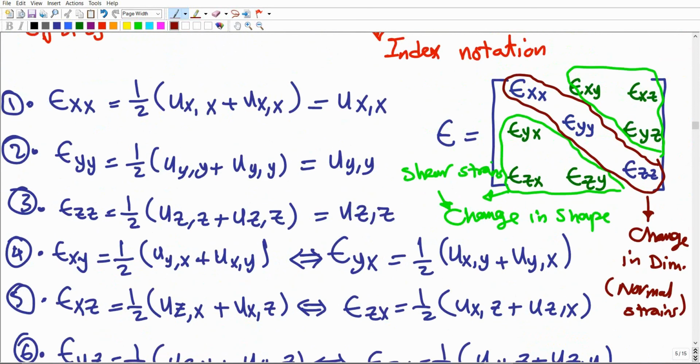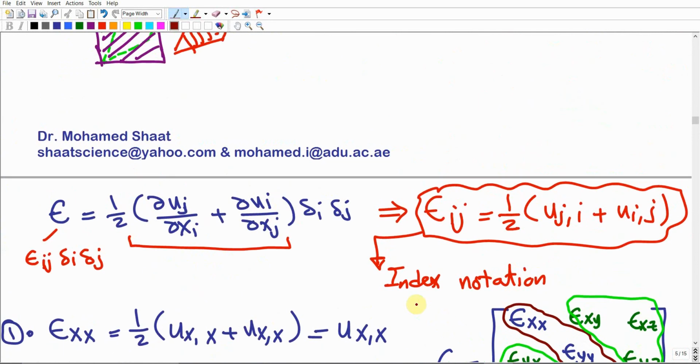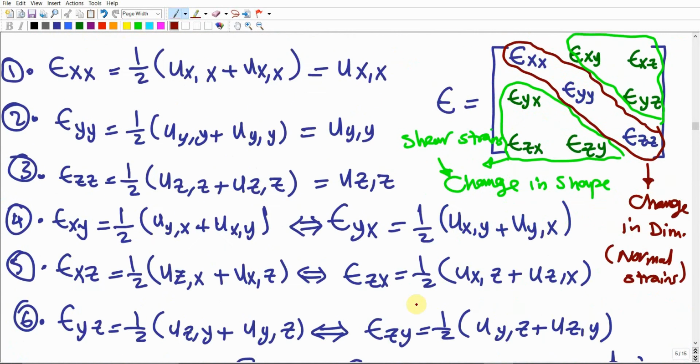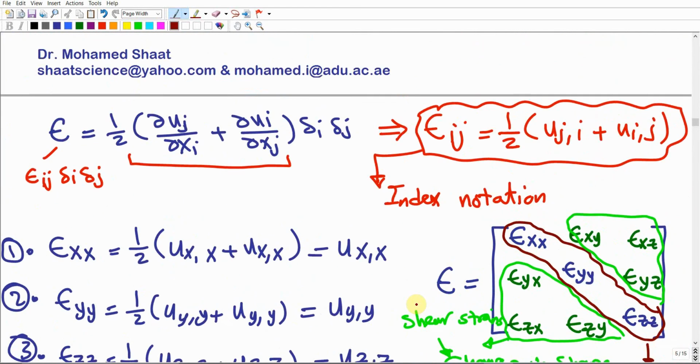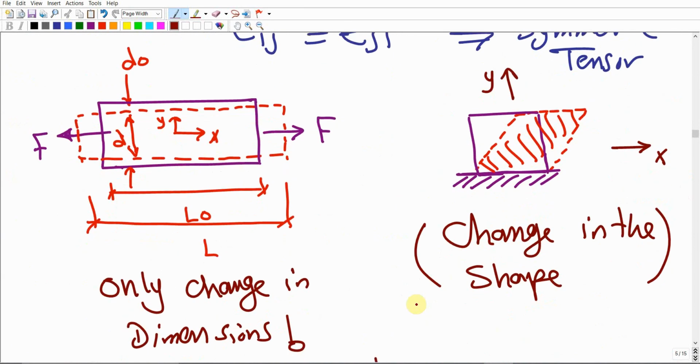Right? So that's why we are splitting the strains generally into normal and shear strain. The normal strain describes the change in the dimension, the shear strain describes the change in the shape of an object. These are the 6 components. Here we're still talking about the symmetric part of the deformation tensor, which is the strain. The symmetric part describes 2 things, change in dimension and shape.